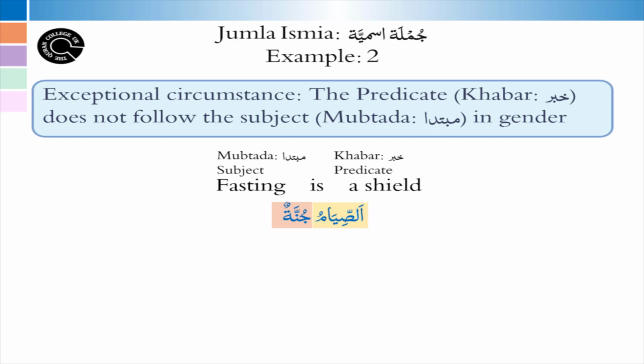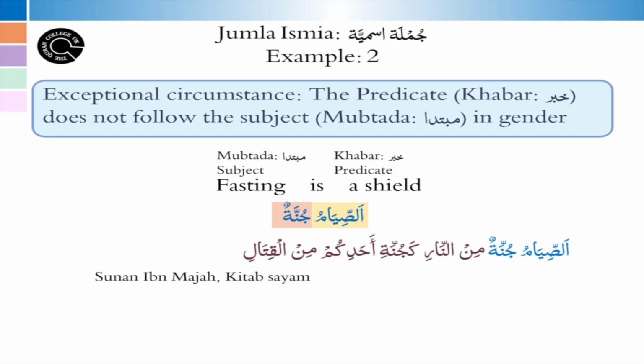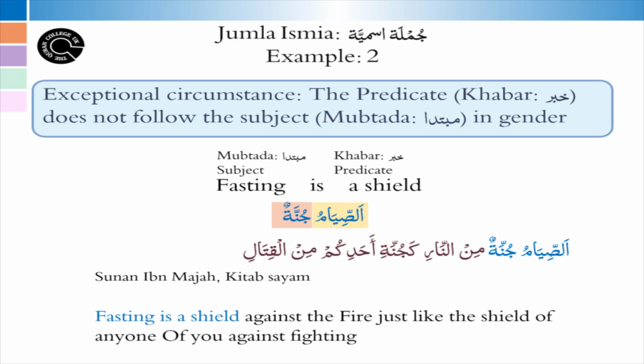However, we can accept this deviation because for the English word shield, we don't have a masculine word. In Arabic, shield is feminine. This nominal sentence is used in a hadith in Sunan Ibn Majah, Kitab al-Siyam, where it says الصيام جنة من النار كجنة أحدكم من القتال. It is narrated by Uthman bin Abu al-As, may Allah be pleased with him, that the Prophet, peace be upon him, said that fasting is a shield against the fire, just like the shield of any one of you against fighting.